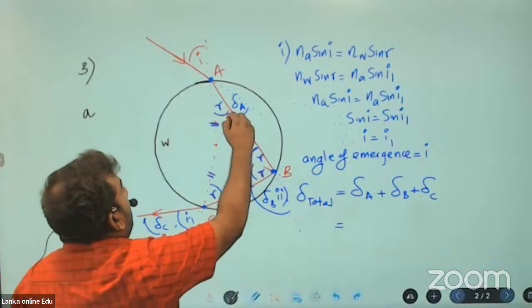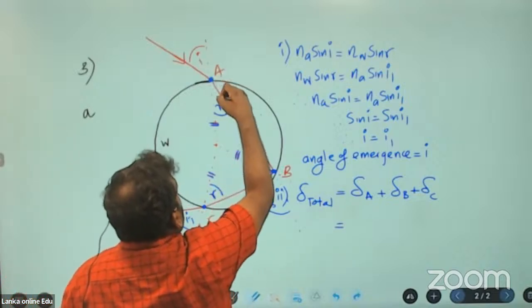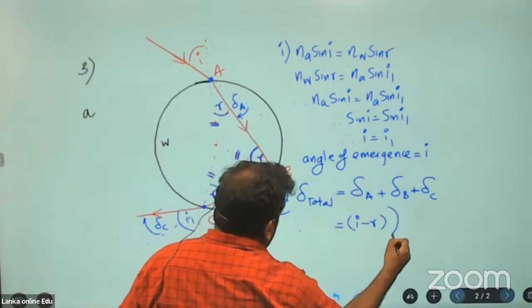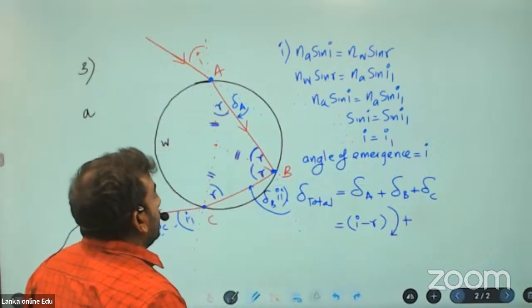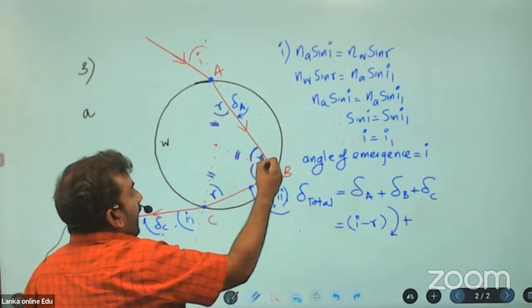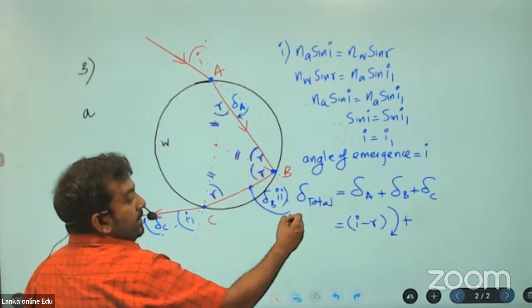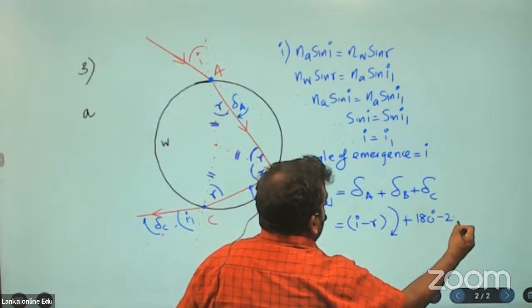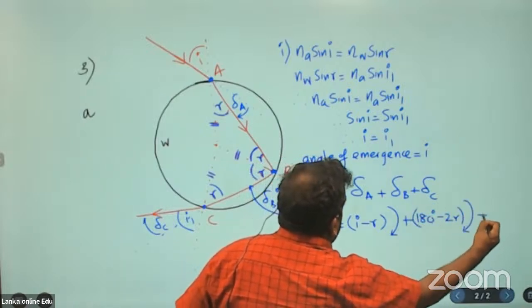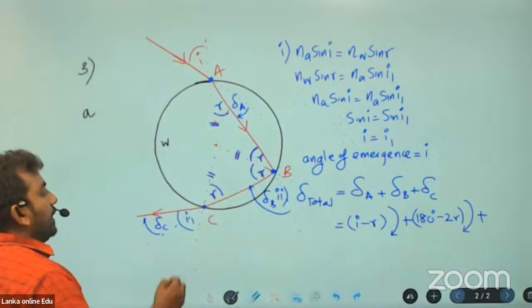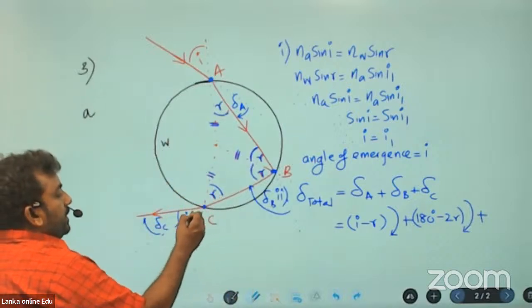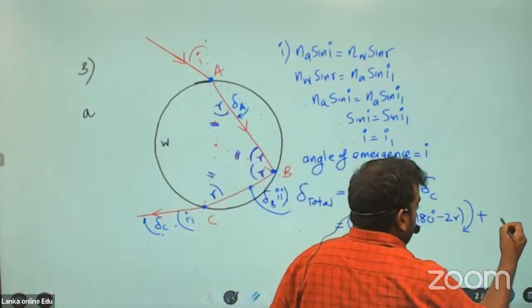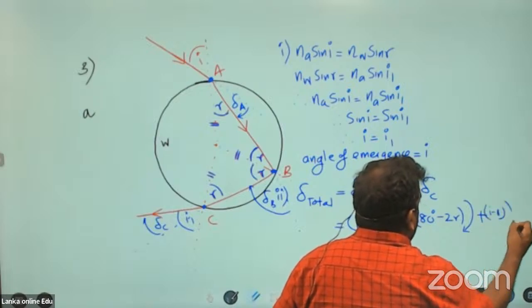What is the deviation at A? Vertically opposite angles are equal. This is I, this is R, so I minus R, clockwise. Here, angles along a straight line are 180, so 180 minus 2R, clockwise. Plus, angles along a straight line here, R means here R, so I minus R, I minus R clockwise.